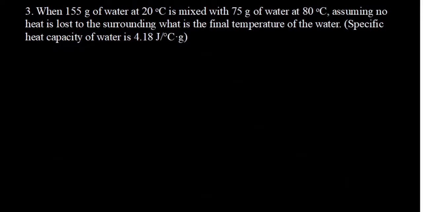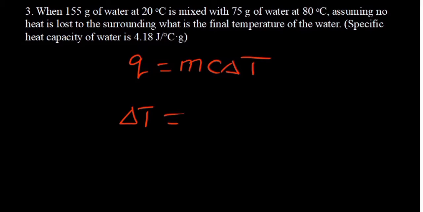Alright, the next question says, when 155 grams of water at 20 degrees Celsius is mixed with 75 grams of water at 80 degrees Celsius, assuming no heat is lost to the surroundings, what is the final temperature of the water? Given that the specific heat capacity is 4.18. It's very important for you to note that whenever you are asked to determine the heat that is either lost or gained by a system, we work with this formula. The heat lost or gained is given by mass multiplied by the specific heat capacity and the change in temperature, where the change in temperature is the final temperature minus the initial temperature.